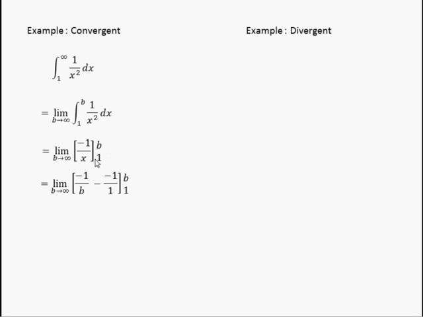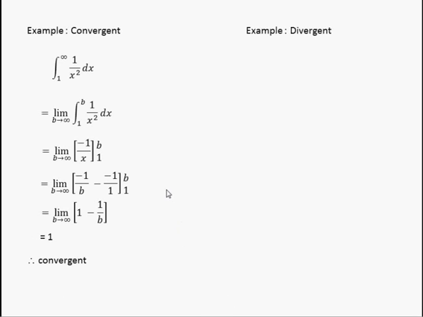We substitute in those limits, so that shouldn't actually be there. So we've got -1 over b minus -1 over 1. If we simplify that a little bit, minus negative, that'll be 1 minus 1 over b. And if we substitute in a limit, that's 1 minus 0, so it's 1. So it's converging to a single numerical answer. It's converging on 1.